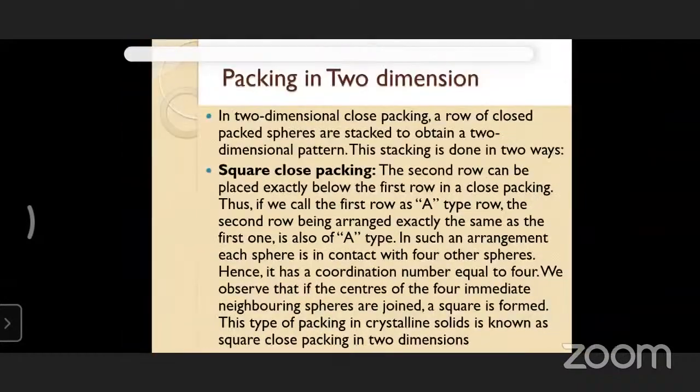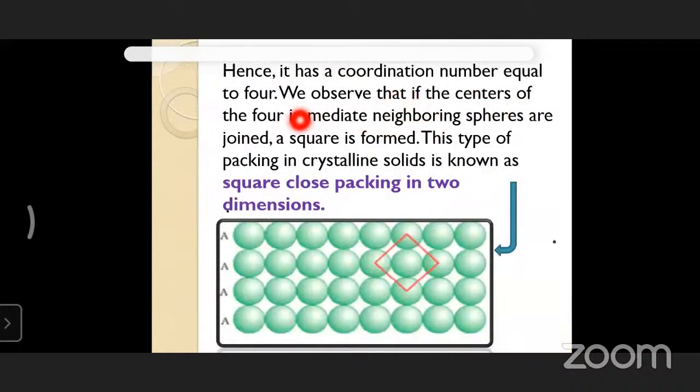Hence, it has a coordination number equal to 4. We observe that if the centers of the four immediate neighboring spheres are joined, a square is formed. This type of packing in crystalline solids is known as square close packing. I'll explain the diagram, children.